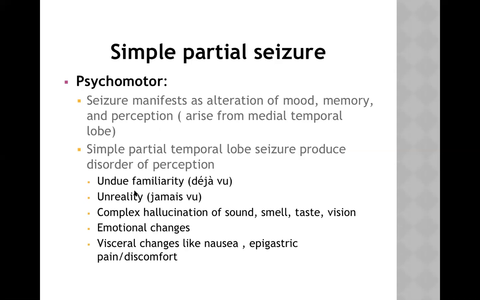Now look at some of the clinical features in psychomotor or temporal lobe epilepsy. Undue familiarity, which is known as déjà vu. Okay, déjà vu. It means undue familiarity. This is a French term, déjà vu. Now, what does that mean? The person has that type of perception that the thing which the person has never seen before, or the place which the person has never visited before, that thing or that place looks very familiar.